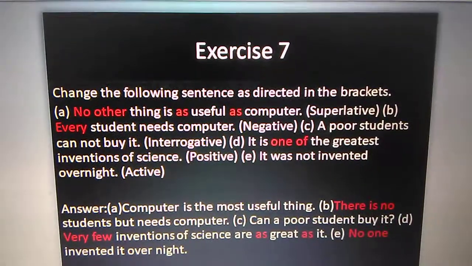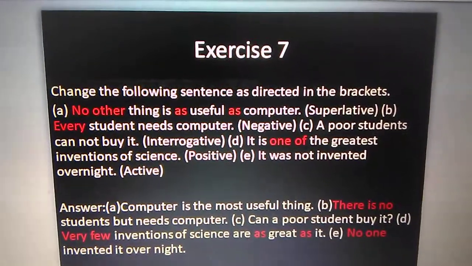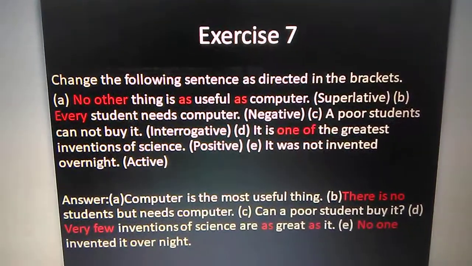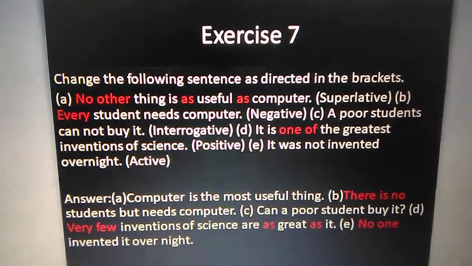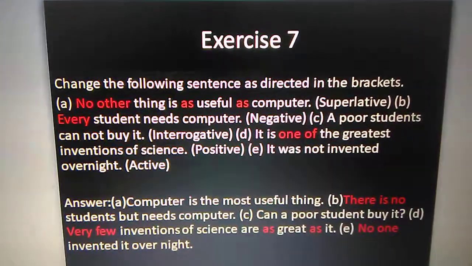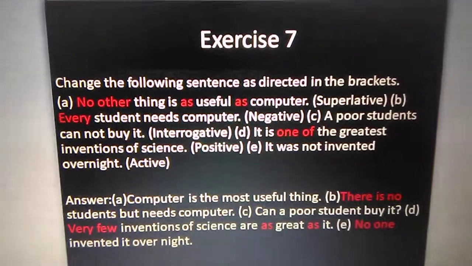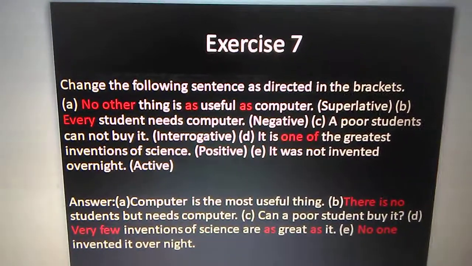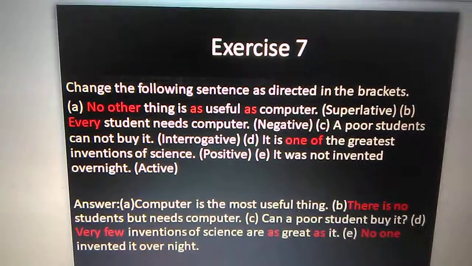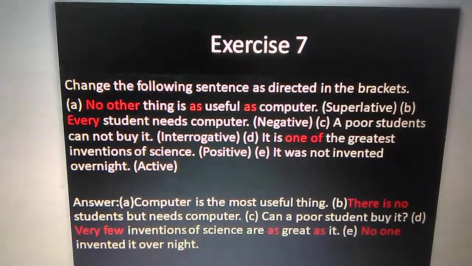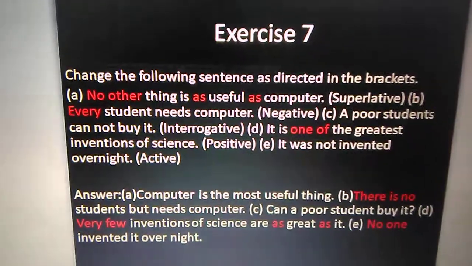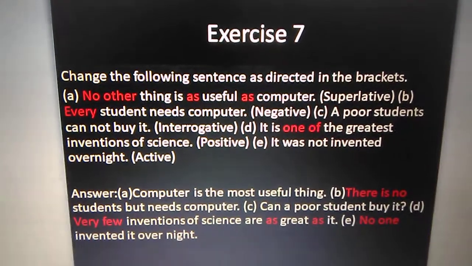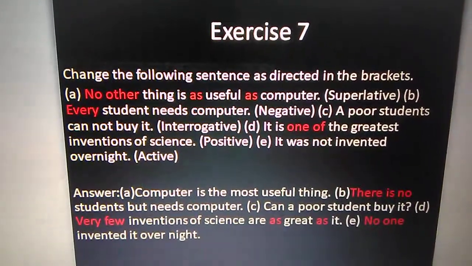No other thing is as useful as computer. Superlative. Degree is not in your syllabus, but I think that it is necessary for your basics. At the same time, you cannot avoid that type of sentence at the time of writing. That is why I have included it here. No other thing is as useful as computer. This is a positive sentence. You have to change it into superlative.